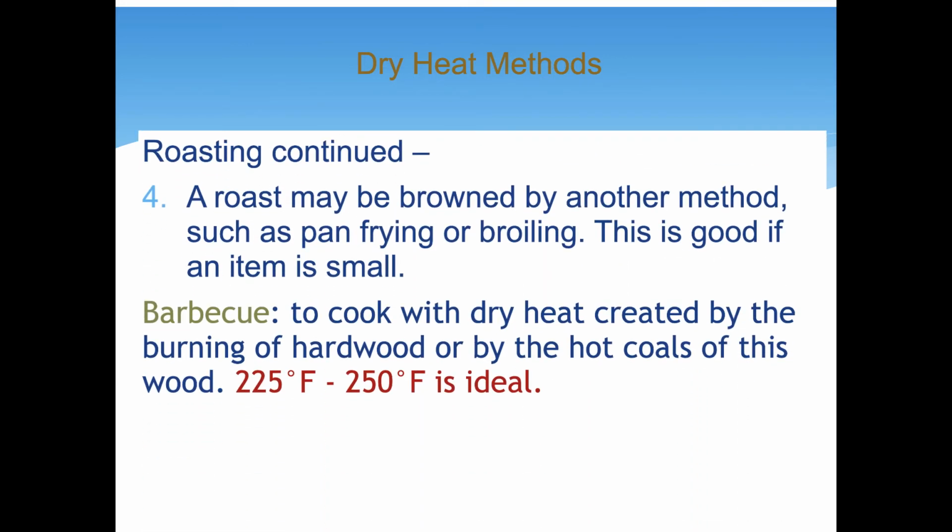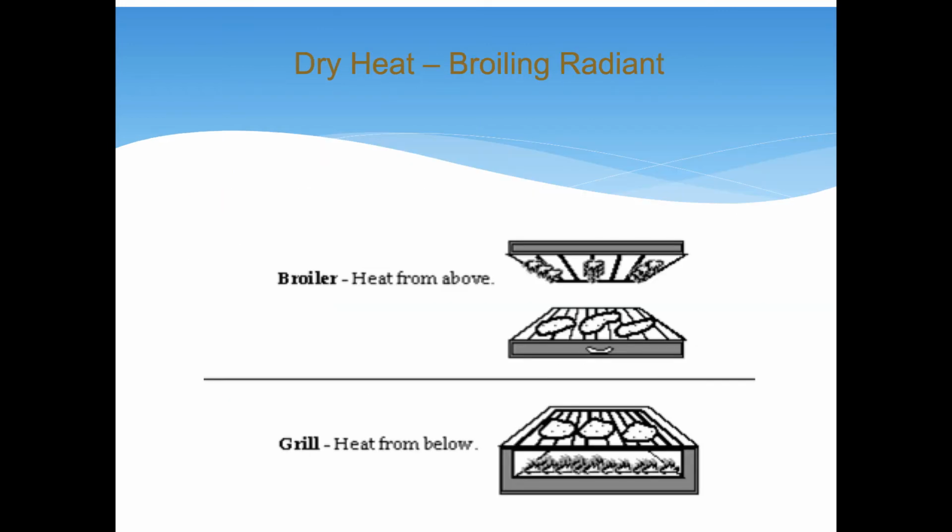Barbecuing is another type of dry heat method. Generally, you're cooking around 225 or 250 degrees. With broiling, the heat is coming from above, and with grilling, the heat is coming from below. But essentially, they're the same type of heat. It's a radiant heat.